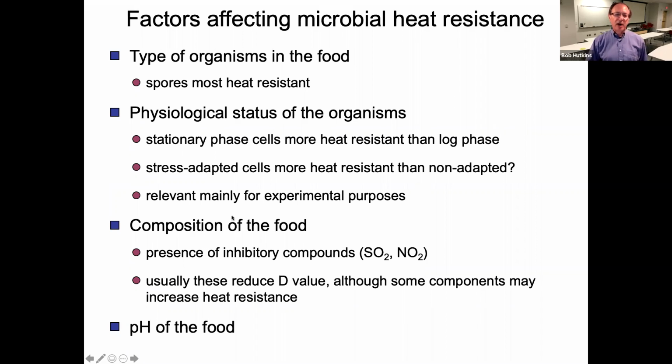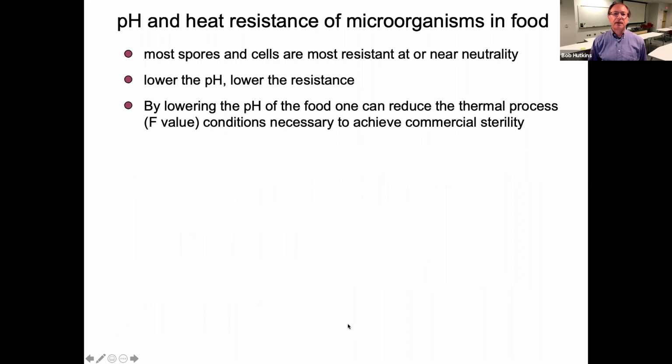Again, these are relevant when you do the experiments. More relevant on a practical basis is the composition of the food. If the food contains sulfites or nitrites, you have to account for that. They usually reduce the D values. Sometimes they can increase heat resistance. And of course, we talked about pH, and pH is indeed one of the major ways we can reduce D values and F values: lower the pH, lower the resistance.